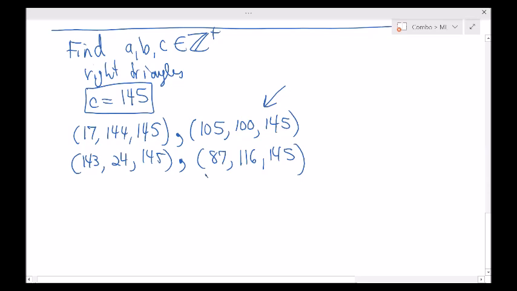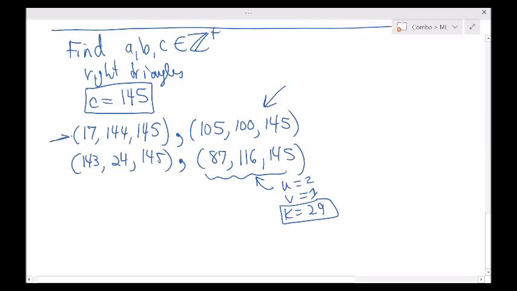Oh, people are asking, how did you find the last one? What U and V did you guys use on the last one? Oh, the last one is a 3, 4, 5? Seriously? You guys are smart. All they did is they multiplied the 3, 4, 5 by 29. So basically you used U equals 2, V equals 1, but you used a factor K, a factor of 29.